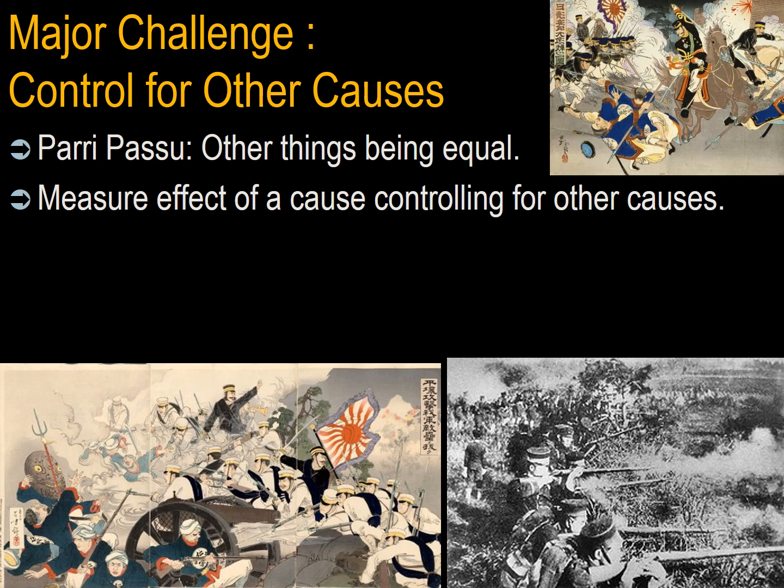So we call this the pari passu or ceteris paribus requirement. It's the idea that other things being equal, this is the cause that's affecting the outcome. So we need to measure the effect of a cause, controlling for all of the other causes in order to get a true idea of what's going on.